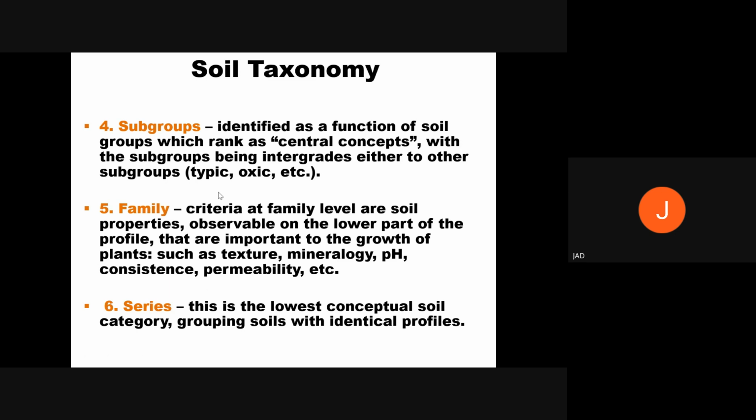Then we have the series. This is the lowest conceptual soil category, grouping soils with identical profiles. So you look at the profile and say these soils are the same, or they are not the same, and they fall under different soil groups.